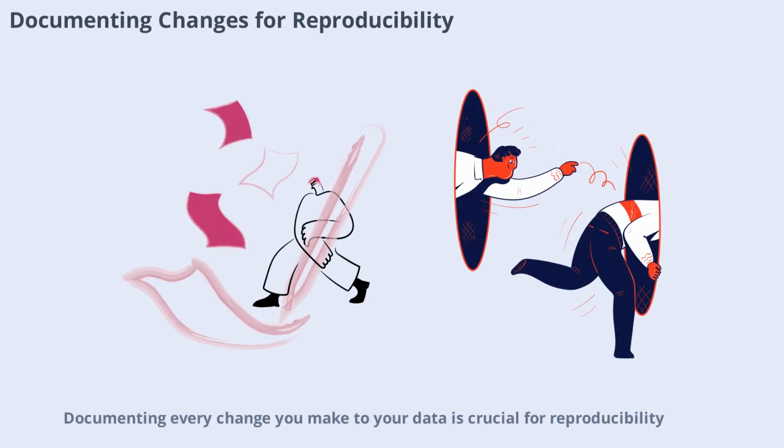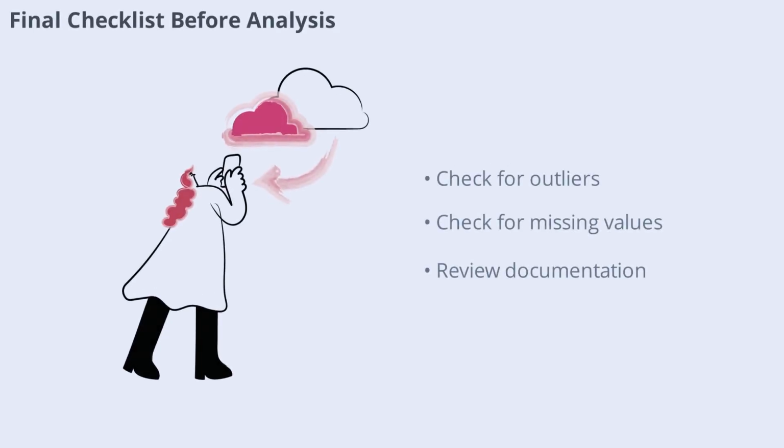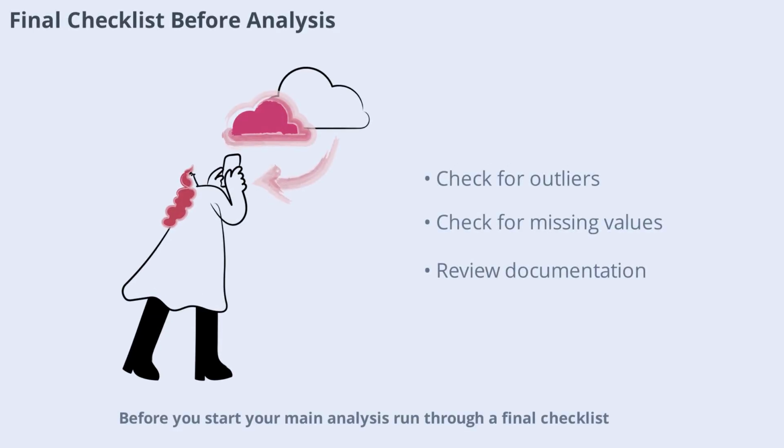Documenting every change you make to your data is crucial for reproducibility. This means others can follow your steps and get the same results, which is especially important in professional and academic settings. Before you start your main analysis, run through a final checklist. Have you handled all outliers and missing values? Is your data consistent and well documented? Taking a few minutes to double check can save you hours later.